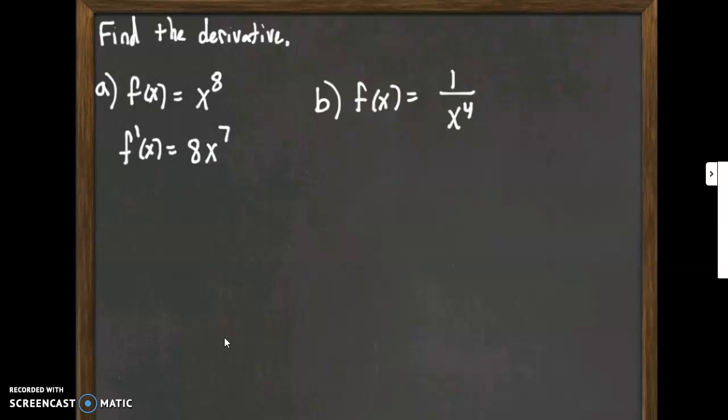As a second example, consider the function 1 over x to the 4th. That also has a power, but that power is in the denominator. Our power rule only works if it's x to a power, not when x is in the bottom. So we have to take that x to the 4th, and remember that that would really be x to the negative 4th power. And now we can apply our power rule.